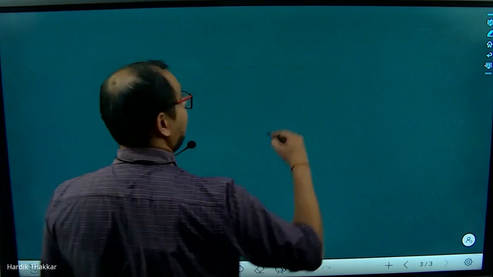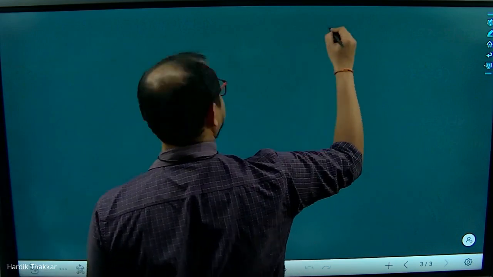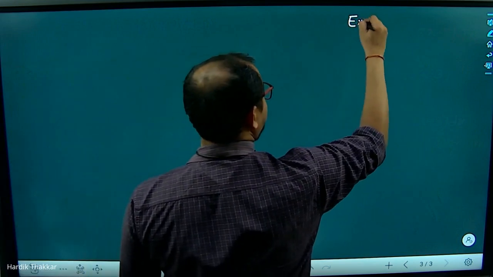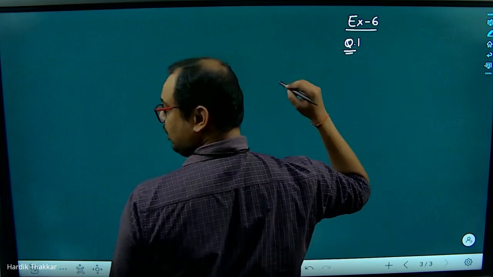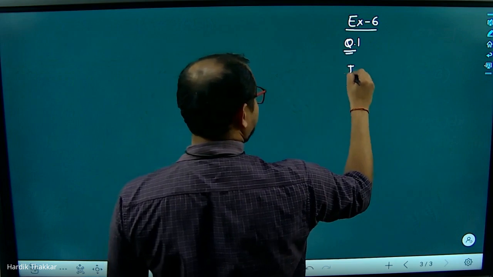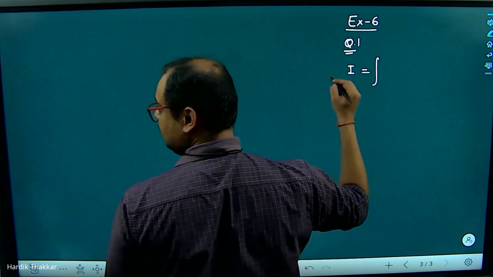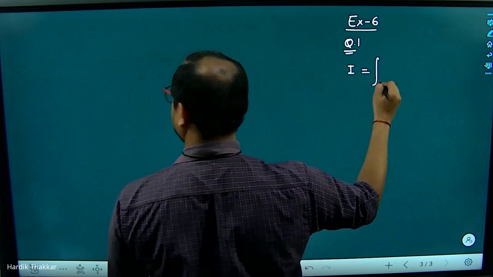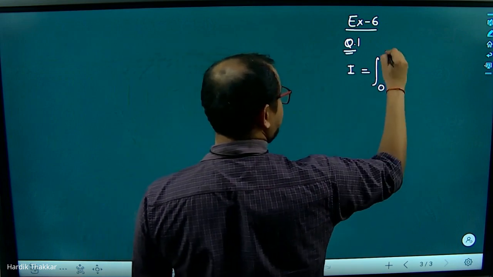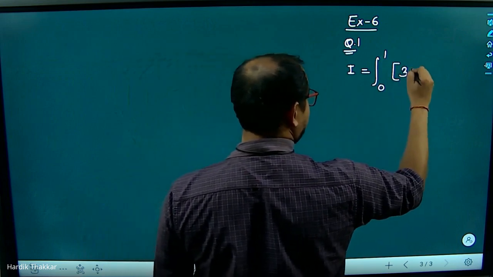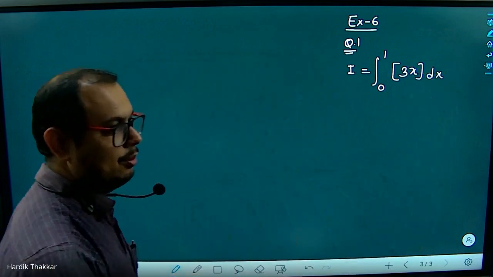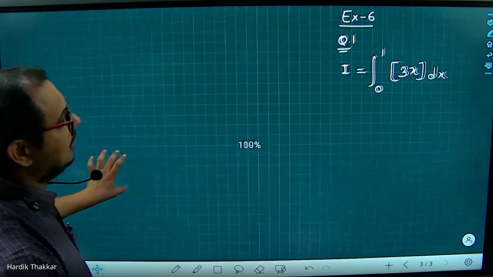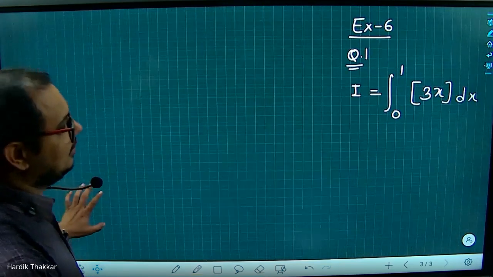So in 431 you can see example 6, question number 1. The question is I equals the integration from 0 to 1 of the greatest integer of 3x dx. You have to determine this. So first we have to understand what the greatest integer function actually is.